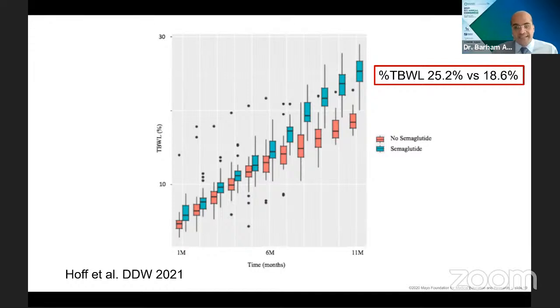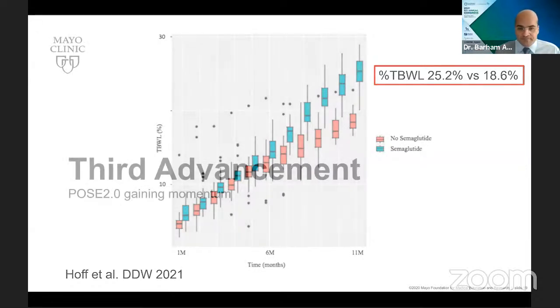And what's also important is that semaglutide did not double the weight loss that resulted from endoscopic sleeve gastroplasty. It improved it, but it did not double it, because 18.6% of that weight loss was achieved with endoscopic sleeve gastroplasty alone. So it's complementary to the procedure, but not a replacement for the procedure, in my opinion.